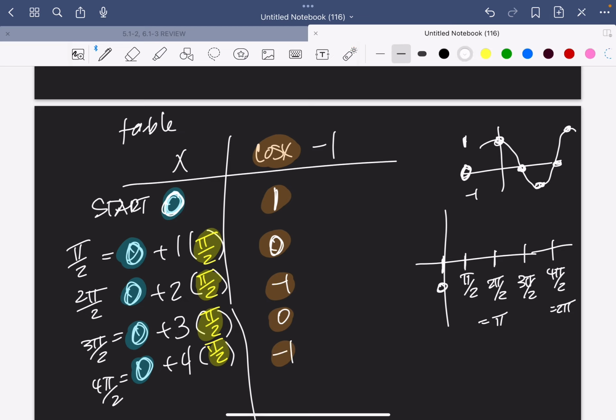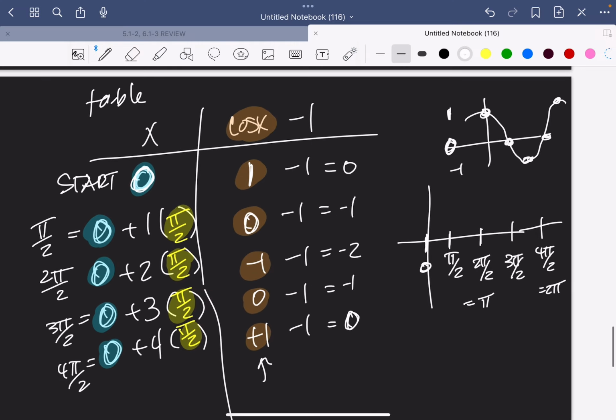So those are our old cosine values, but we take all those values and subtract 1. So we get 0, -1, -2, -1, and it should be 0. So that's +1. It should be 0. So that's +1. Right? All right. So then if I graph that thing, yeah, no, I can stop.